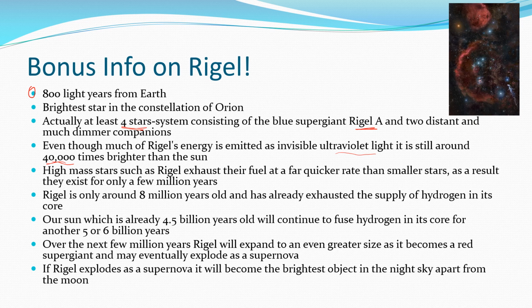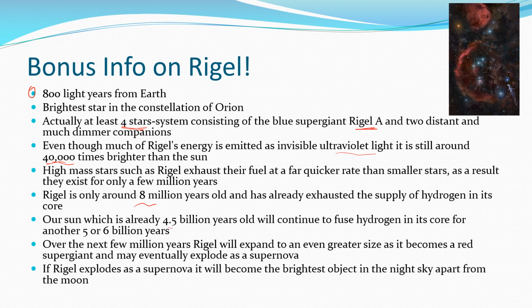Now, because it's so big and bright, it's exhausting its fuel at a very, very quick rate. So these sorts of stars don't last more than a few million years. And hey, what's a few million years? Rigel's about 8 million years old, so we think that it's exhausted its supply of hydrogen and starting to get into fusing helium and heavier elements.